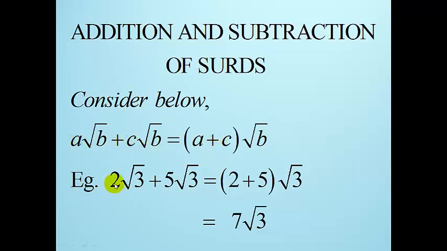Example, if you have 2 root 3 plus 5 root 3, we can see that they carry the same set, root 3, root 3. So we can add their coefficients, and their coefficients are 2 and 5. So we have 2 plus 5 root 3, and 2 plus 5 is equal to 7. So we have 7 root 3.